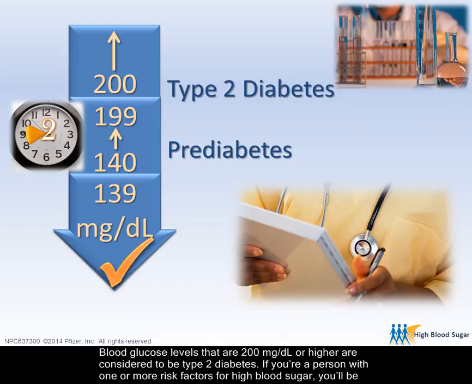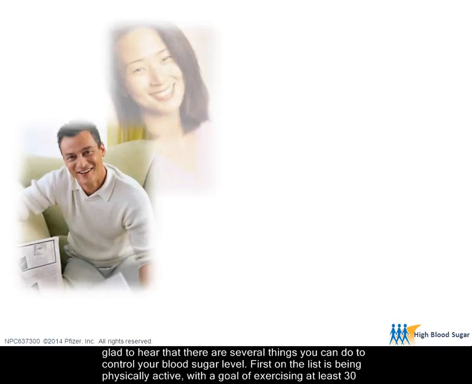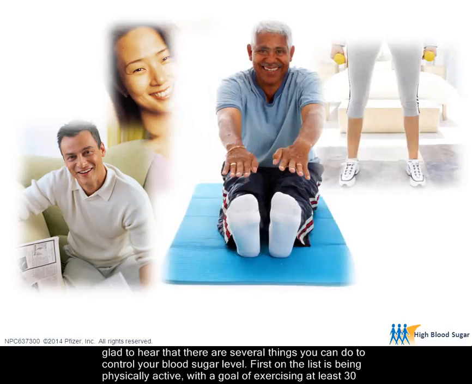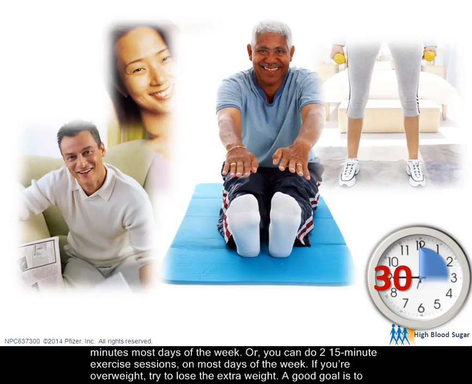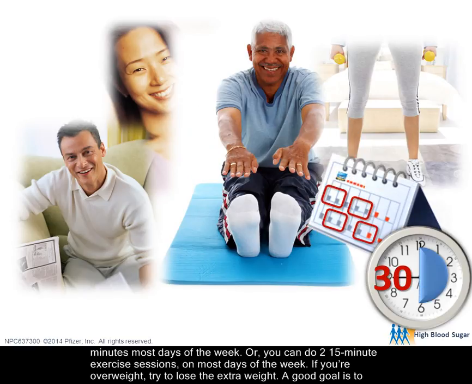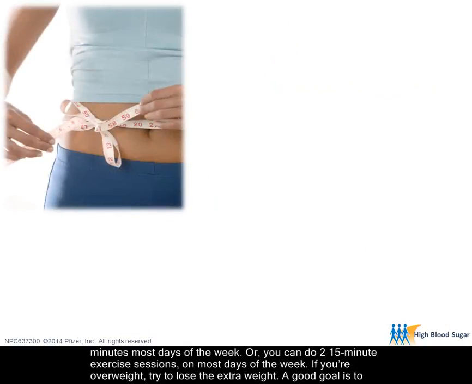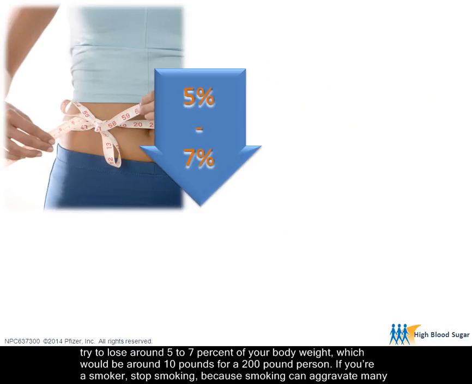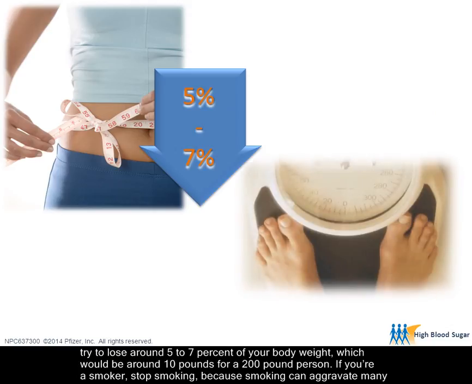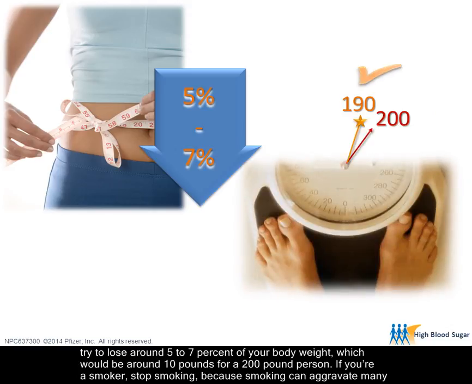If you're a person with one or more risk factors for high blood sugar, you'll be glad to hear that there are several things you can do to control your blood sugar level. First on the list is being physically active, with a goal of exercising at least 30 minutes most days of the week. Or you can do 2 15-minute exercise sessions on most days of the week. If you're overweight, try to lose the extra weight. A good goal is to try to lose around 5 to 7% of your body weight, which would be around 10 pounds for a 200-pound person.